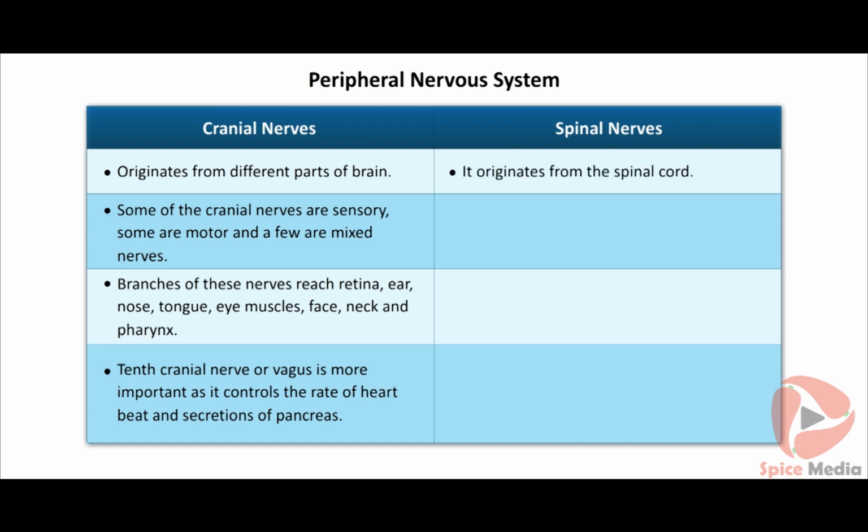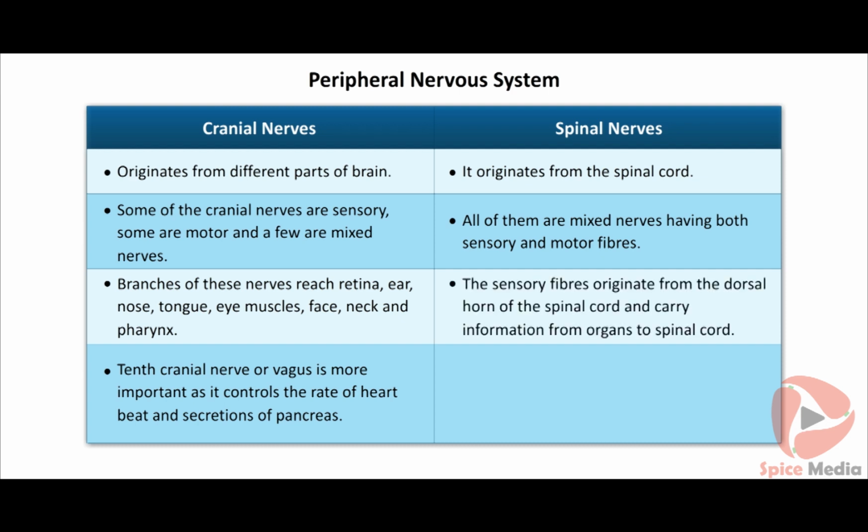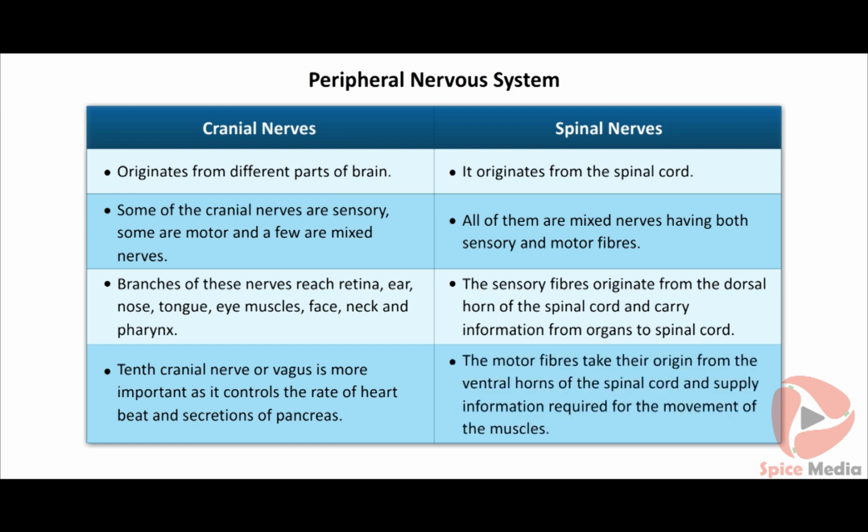The spinal nerves originate from the spinal cord. All of them are mixed nerves having both sensory and motor fibers. The sensory fibers originate from the dorsal horn of the spinal cord and carry information from different organs to the spinal cord. The motor fibers originate from the ventral horns of the spinal cord and supply information required for the movement of the muscles from the spinal cord to different organs.